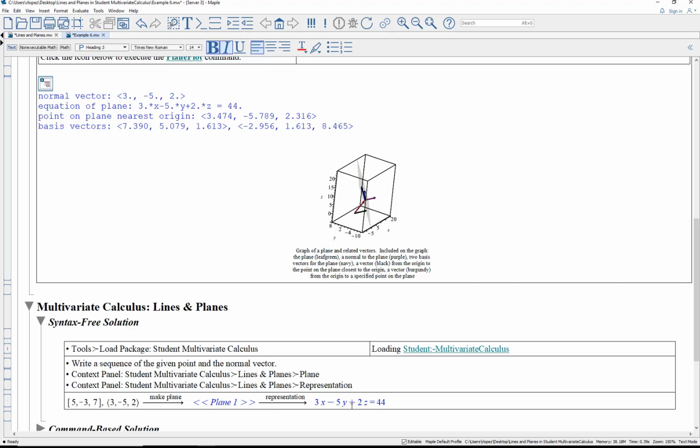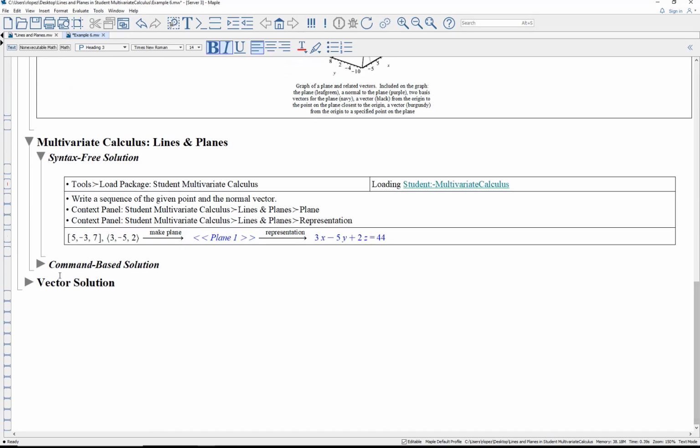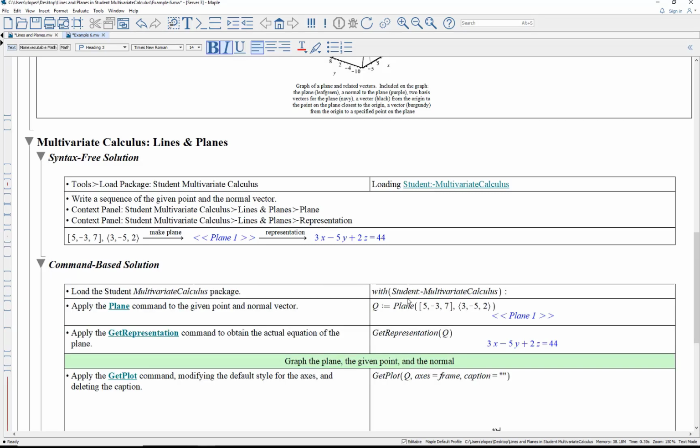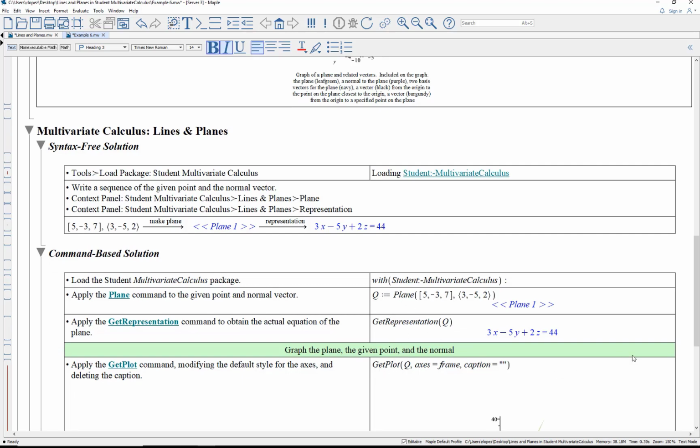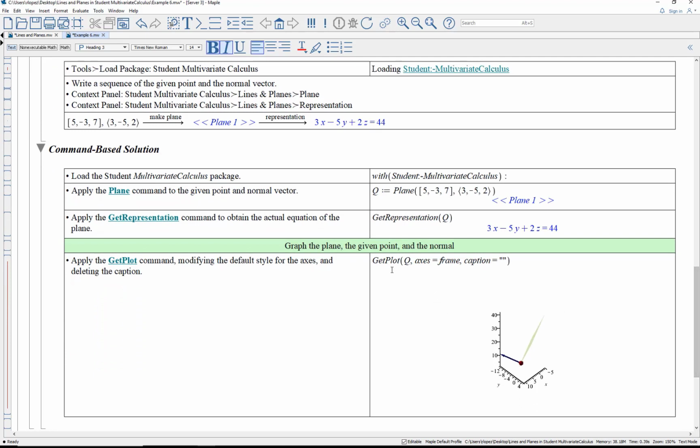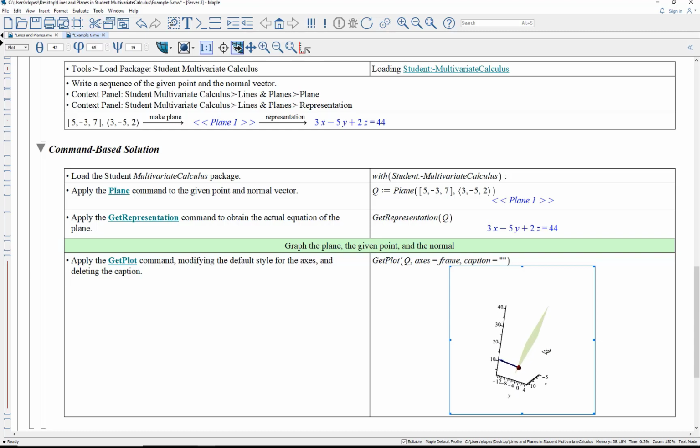Equation of the plane. The command version of this solution would start with loading the package using the with command, applying the plane command to the sequence of point, normal vector, assign it to some name Q. Apply the get representation command to Q, and the reason for separating these two is so that I could apply the get plot command to the plane object whose name is Q. And then I picked a few options for the graph, and you can see a piece of the plane, the fixed point, and the normal to the plane.